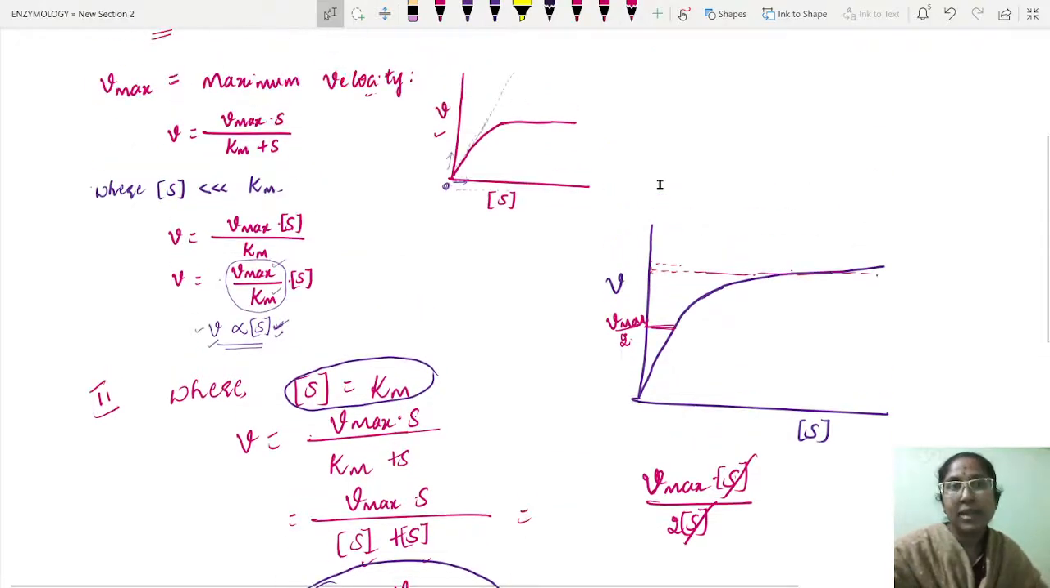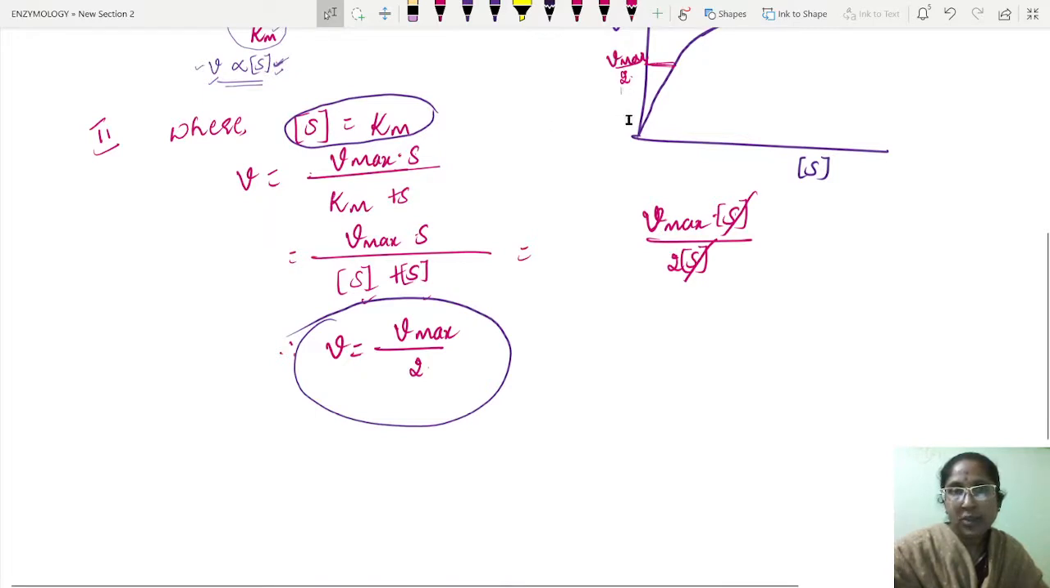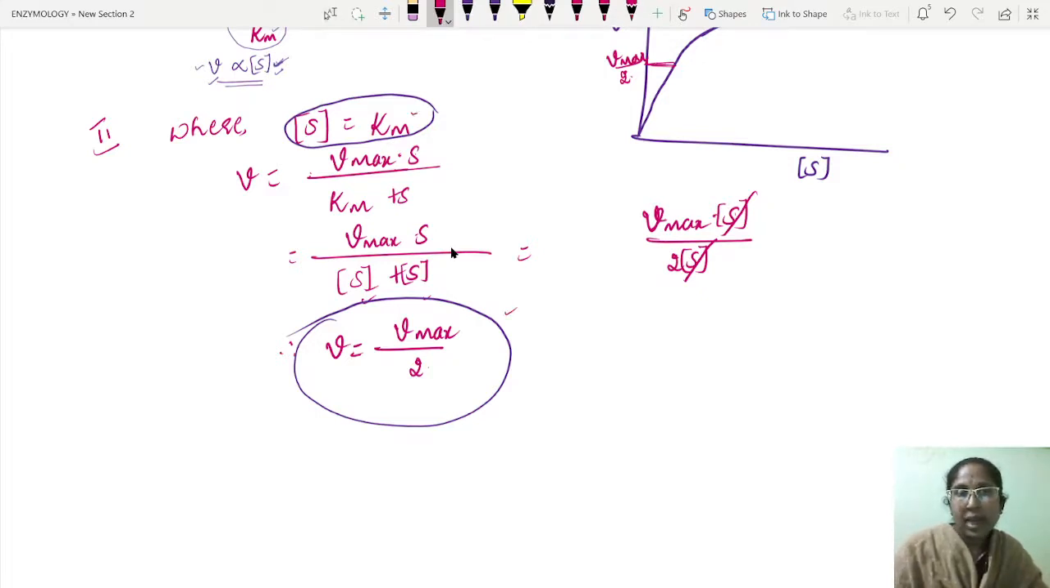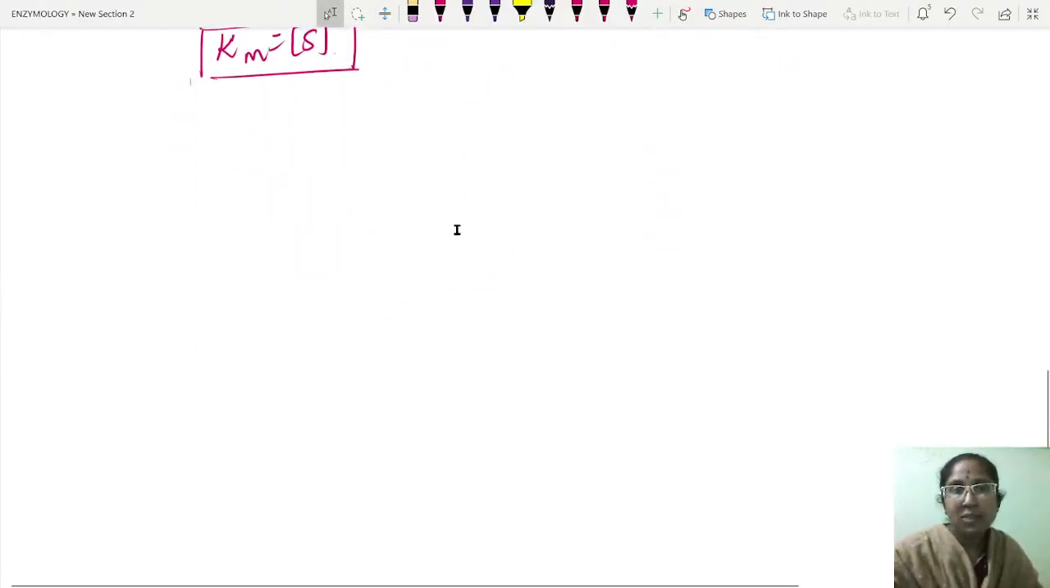Look, I have not yet defined the Michaelis-Menten constant for you, right? So V is equal to Vmax by 2. If we take the opposite condition, whenever V is equal to Vmax by 2, then Km will be equal to S. So how can we define this Km? Km is nothing but, in this condition, Km will be equal to the substrate concentration. So how can we define Km, the Michaelis-Menten constant?